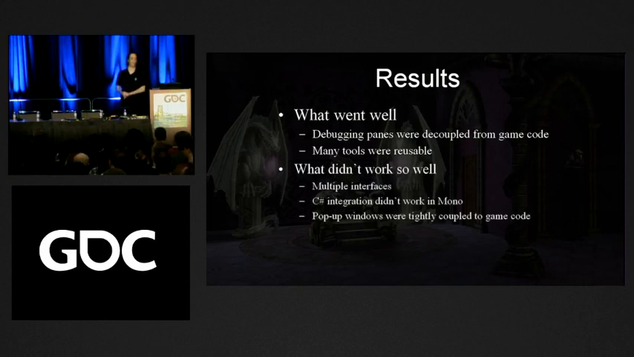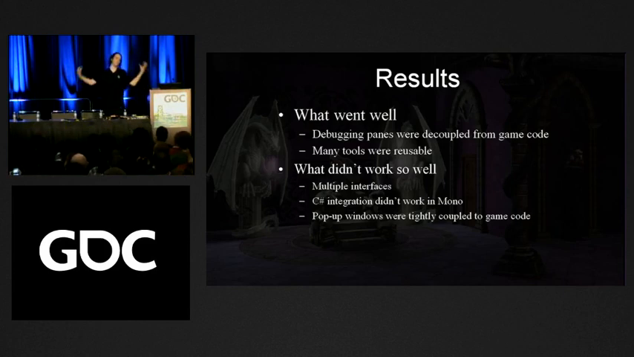Stuff that didn't work so well: we had a lot of interfaces. On the C# side, there was the autonomy window, there was the socials window, there was a different socials window, there was a situations window, and on and on and on, right?